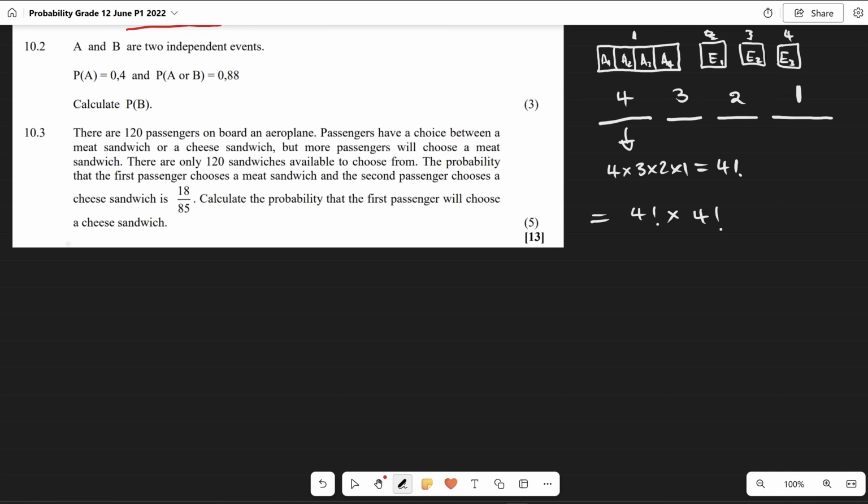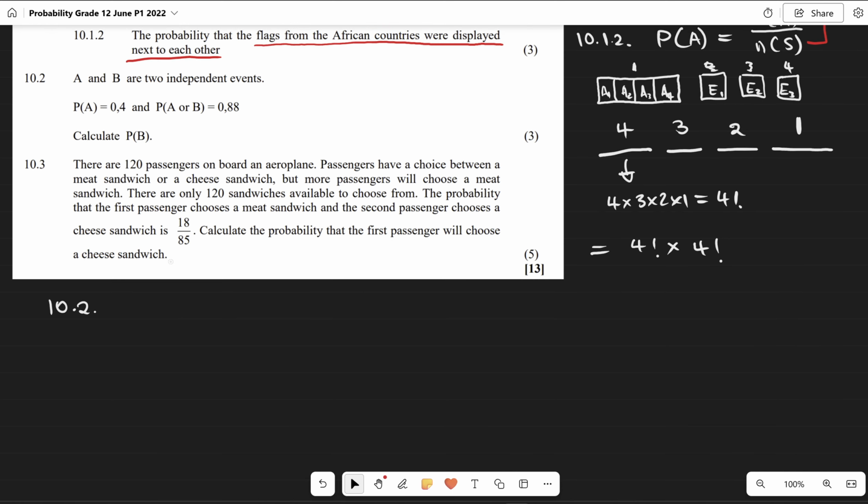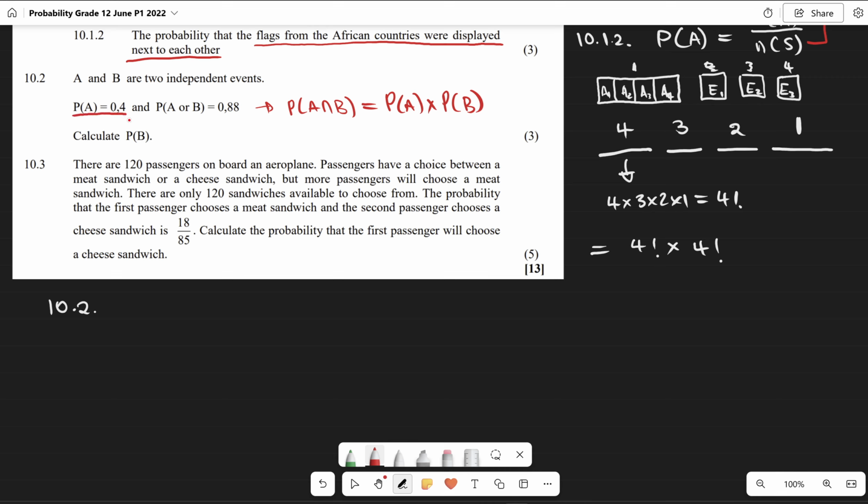After that, we're going to go to 10.2. They're saying that A and B are two independent events. What do we know about independent events? For independent events, the probability of A and B is equal to the probability of A multiplied by the probability of B. That is what we have for independent events. So they're saying we're given the probability of A, and the probability of A or B. Calculate the probability of B.